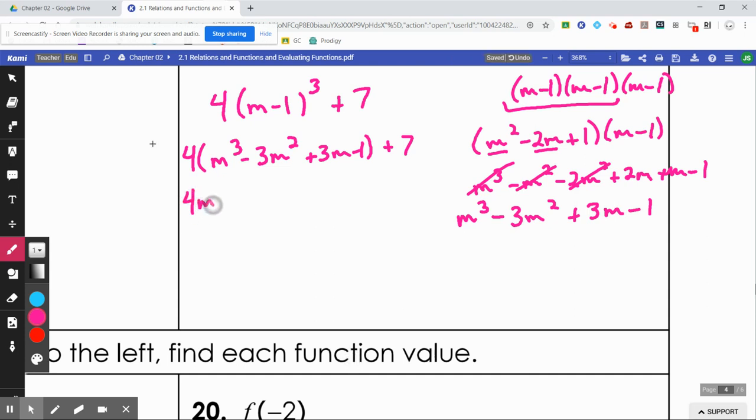which is 4m to the third minus 12m to the second plus 12m. Then that would be minus 4. I'm going to go ahead and combine the minus 4 and the plus 7. That would give you a plus 3, so we don't have to write all that again.